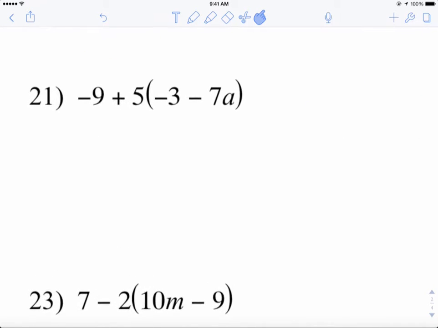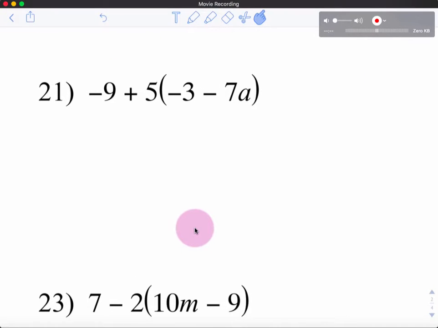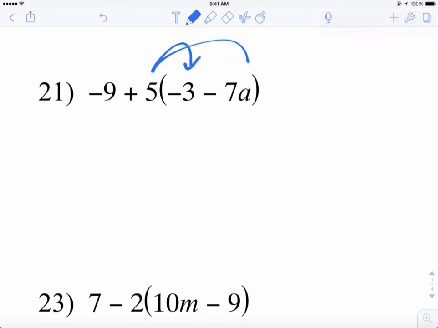Okay, in question 21, beware, beware, beware. The order of operations says that this multiplication right here between 5 and the quantity of negative 3 minus 7a, this multiplication has to happen before this addition. So do not add negative 9 and 5 first. Instead, we're going to have to distribute that 5.